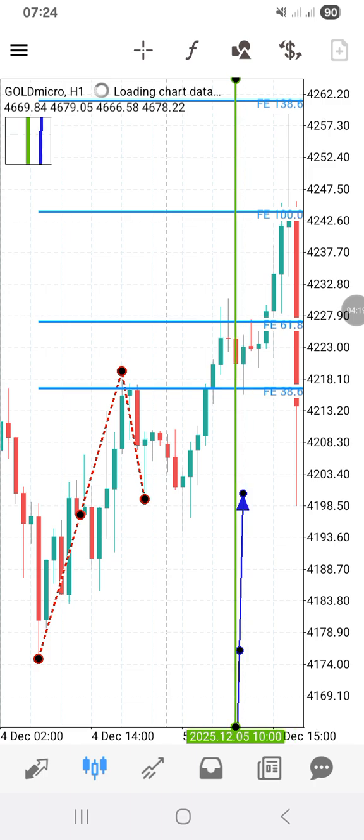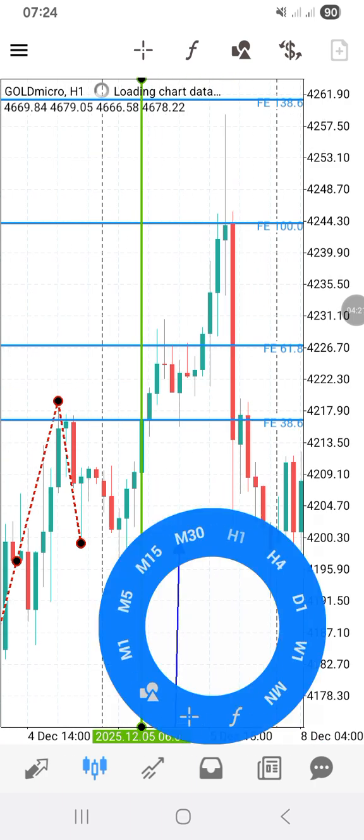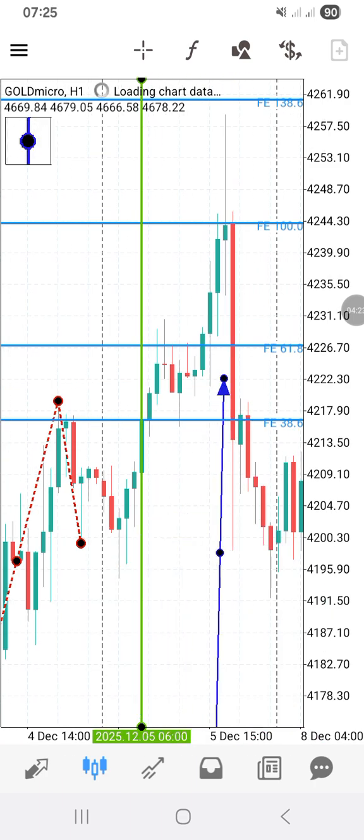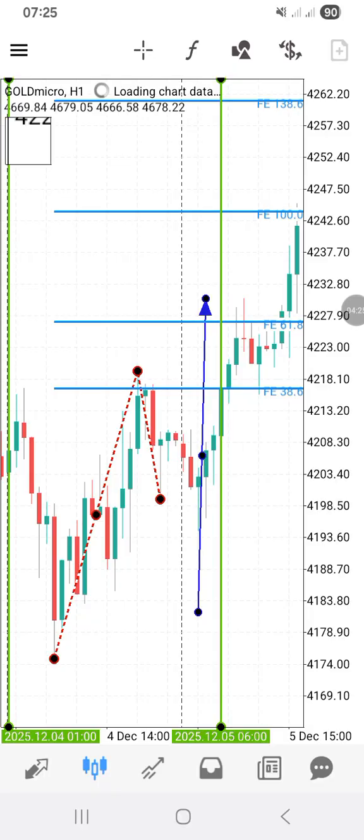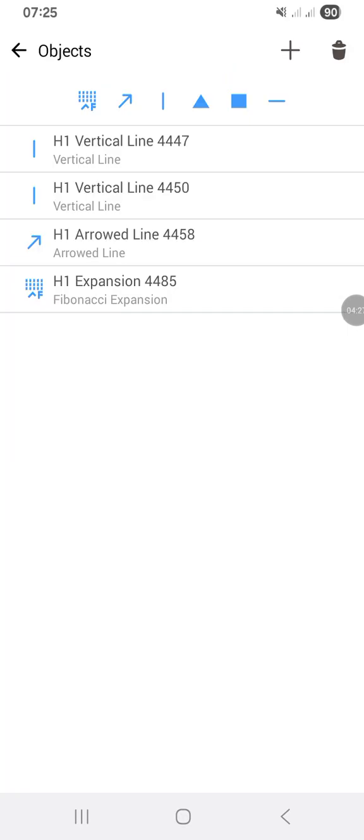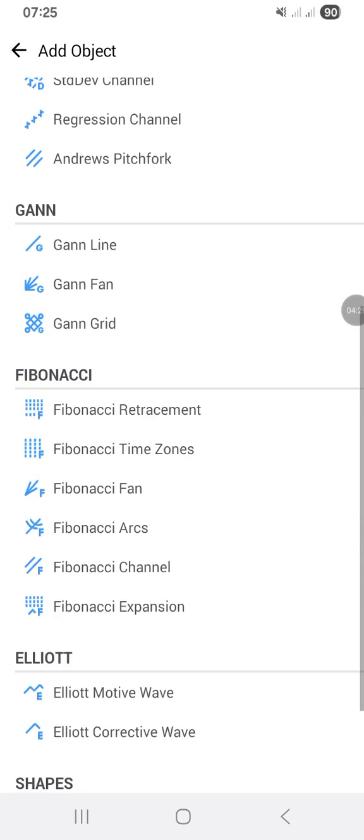Okay, now I've generated my resistances, as you can see. Now I want the support. So I'm going to do the same thing.